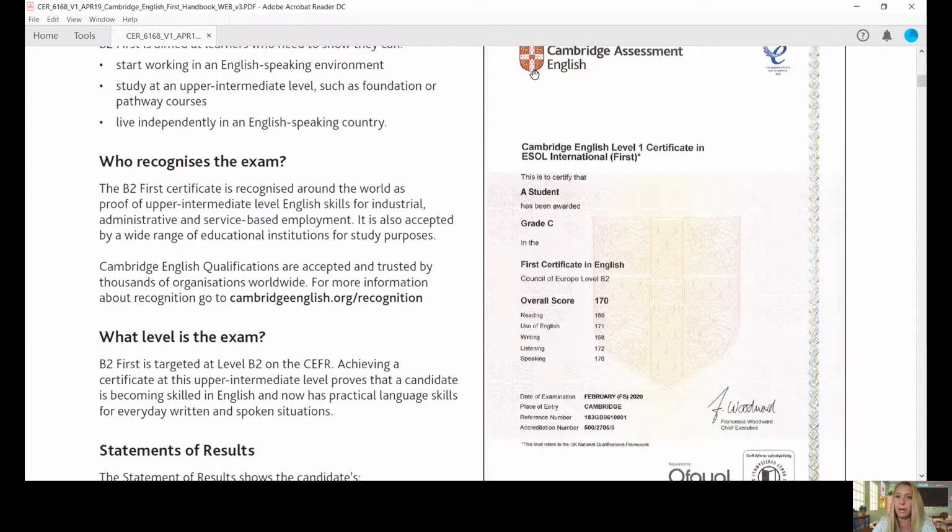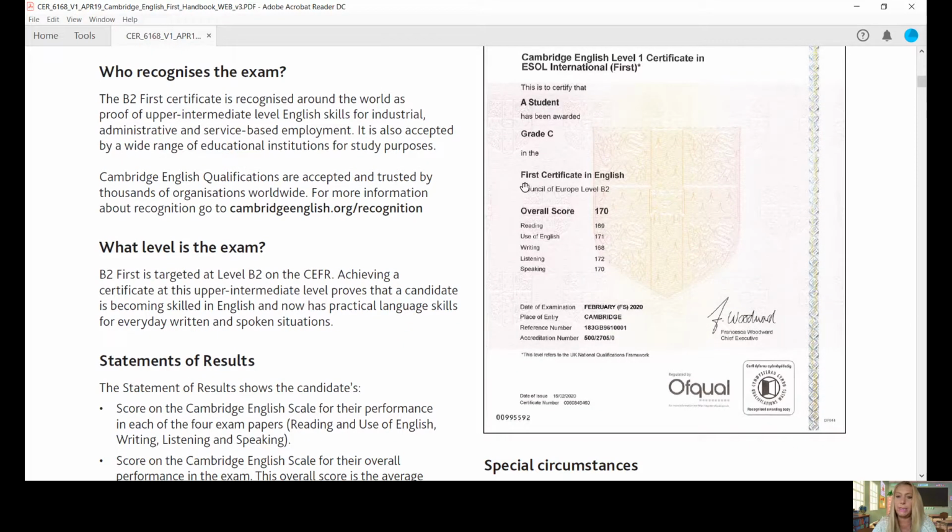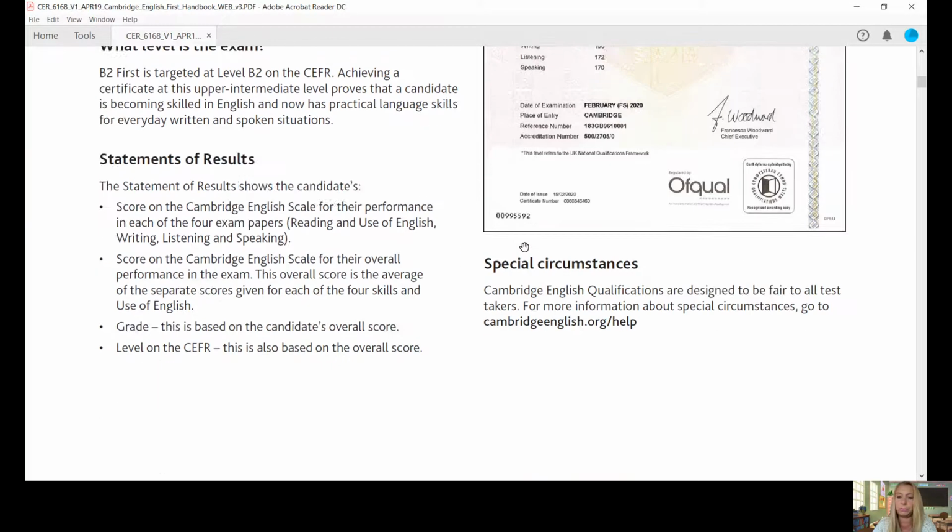You can see that this is a sample certificate of what you get when you do the exam. And it says this is to certify that a student has been awarded grade C. So what does that mean? First certificate in English, Council of Europe, level B2. So you have overall score 170, and you can see how the scores are combined for each part. You will see that on the certificate, reading and use of English are separate scores, although in the exam, the reading and the use of English is one paper, and we will look at it now.